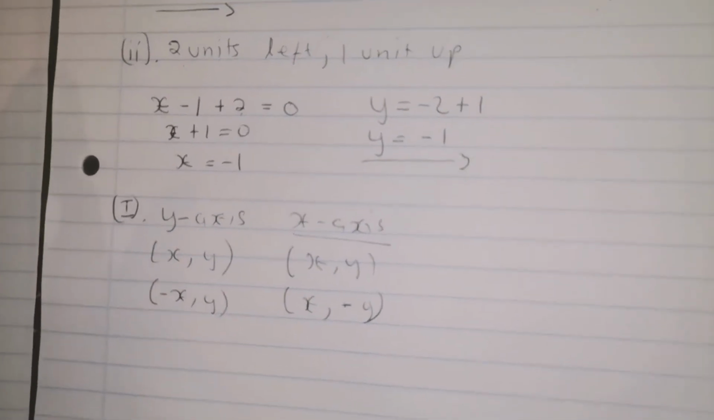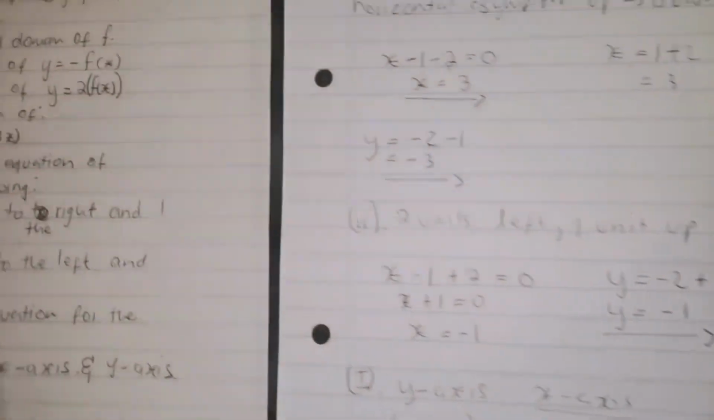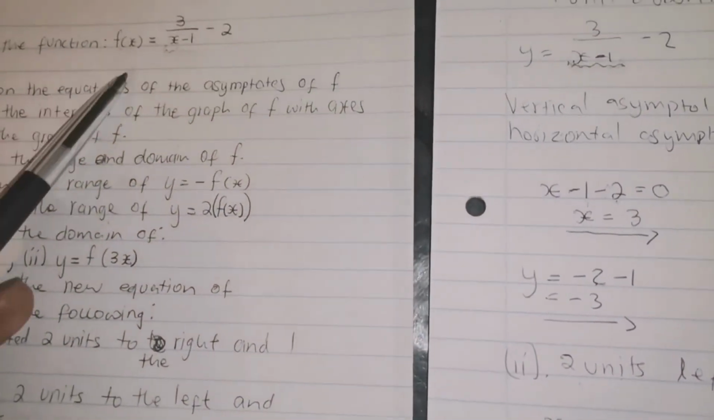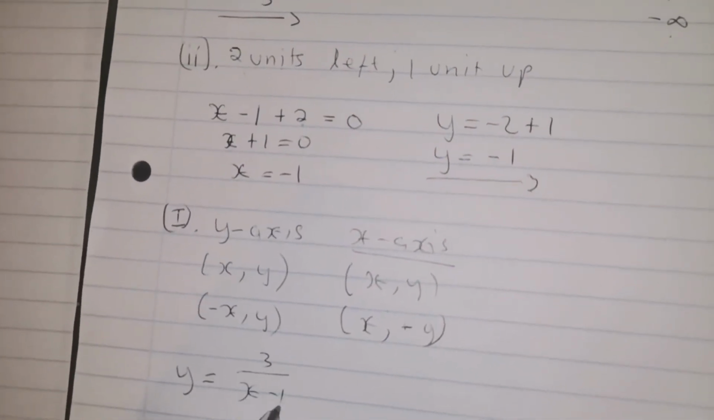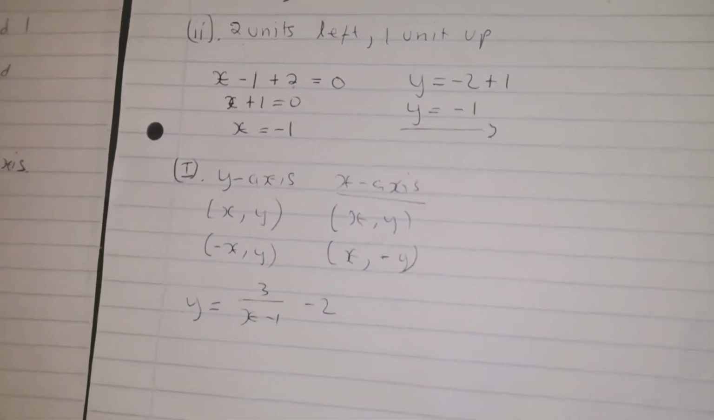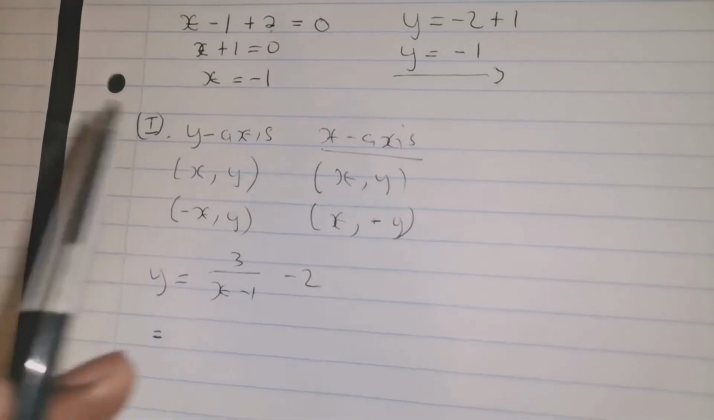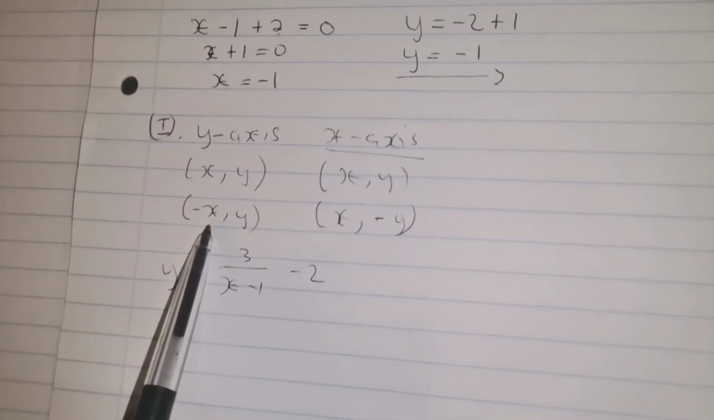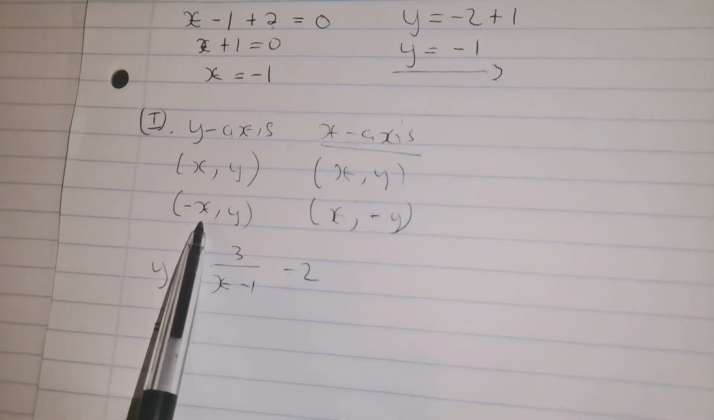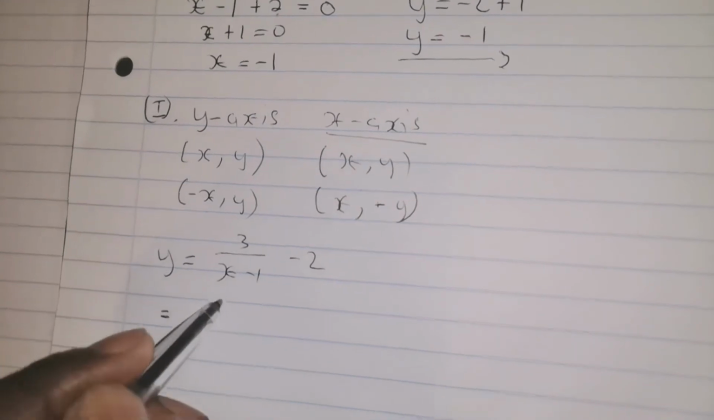Let's come back to our equation, this equation. Let's reflect this equation about the x and y-axis. And here we have y equals 3 over x minus 1 minus 2. Now, they said it must reflect about the x and y-axis. And here for the y-axis, let's put in negative where we see x. Simple.